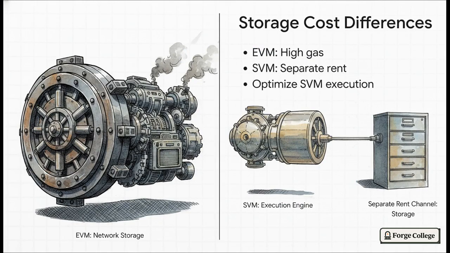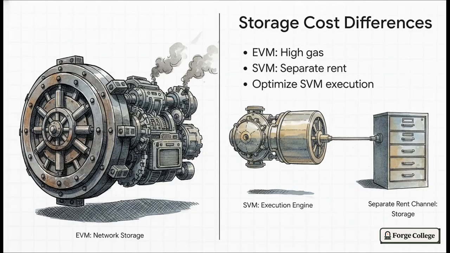Now, the really crucial point here is how these systems treat your data's long-term residence on the network. EVM bakes the heavy burden of network storage directly into the execution price. I mean, writing to state is deliberately painfully expensive in gas. SVM, on the other hand, sensibly handles persistent state effects through a totally separate economic channel, essentially like rent. The big implication for us?